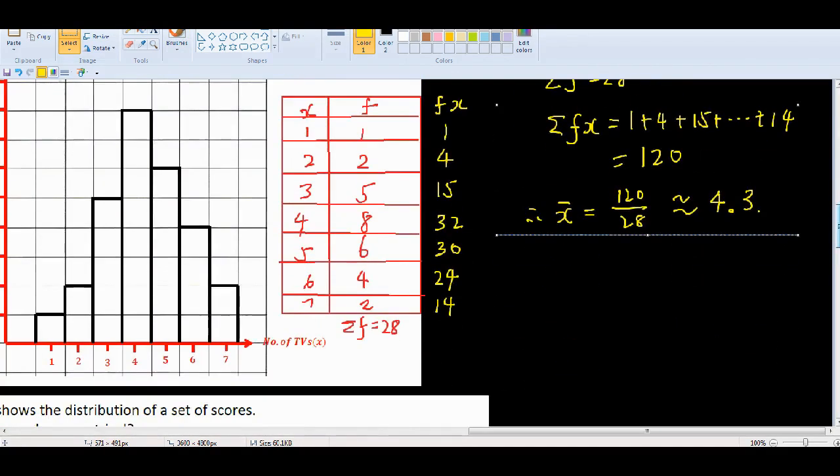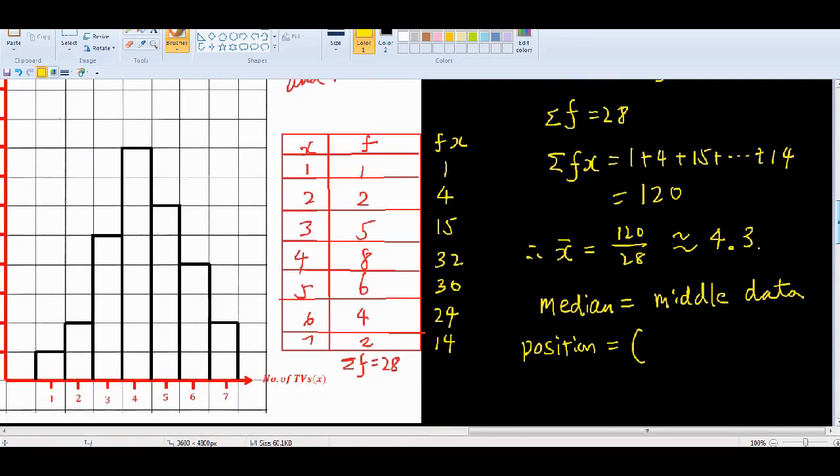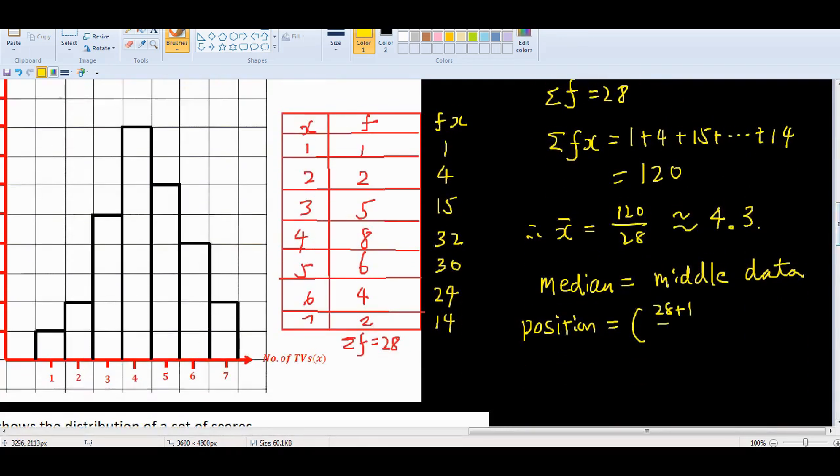Now we need to find another one, which is the median. How could we find the median? Still remember that the median is the middle data. And the position, the location of that median, is the number of data, so there are 28 of them, 28 plus 1 divided by 2. So that means it should be the 15.5th data.